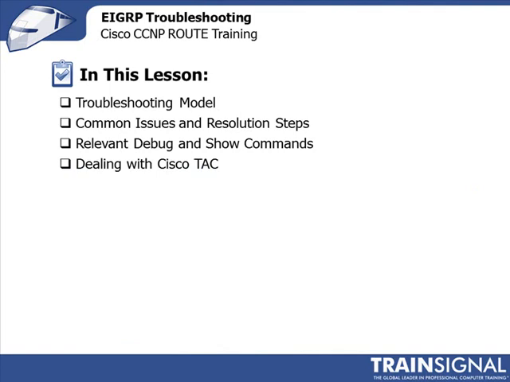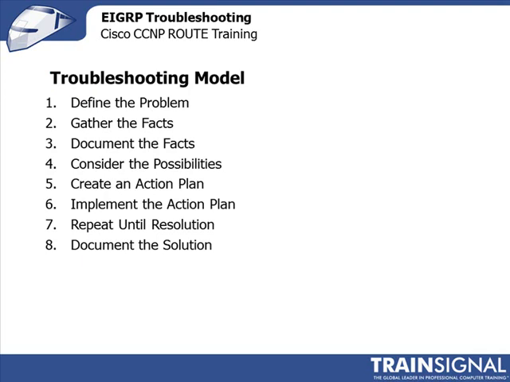So the first thing we'll do is look at a model for troubleshooting, just in general, some common issues with EIGRP and the resulting resolution steps, some relevant debug and show commands that you can use to determine network issues, and then finally dealing with the Cisco Technical Assistance Center, or Cisco TAC. If you're doing anything with Cisco routing equipment, you will eventually have to deal with Cisco TAC, and understanding the rules of the road and how to best leverage that, I think, will be very helpful in your career as a network engineer. So let's begin with the troubleshooting model.